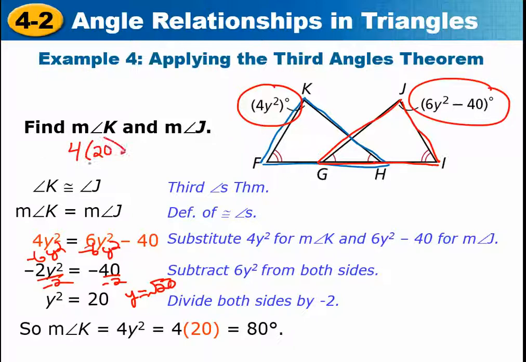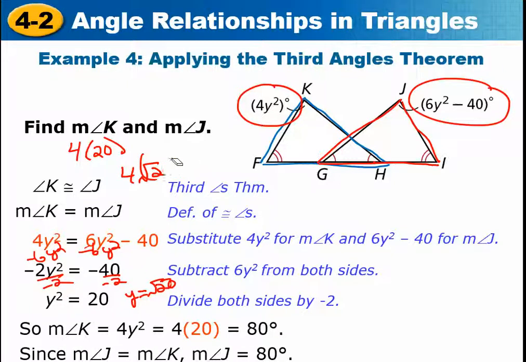So I could have written 4 times the square root of 20 and then squared the square root of 20, but that would just give me 20 back again. So it's easier to just leave it as y squared. And then you get 80 degrees. And we already knew that the other one was congruent to that, so I don't need to plug in here. I can just say they're equal to each other, so they're both 80. I don't have to do the extra work of going 6 times 20 minus 40. All right? So that was an instance where you didn't have to go all the way to solving for y. We could stop at y squared in that one.